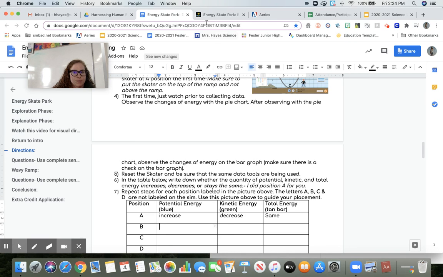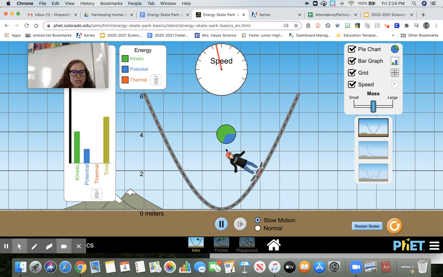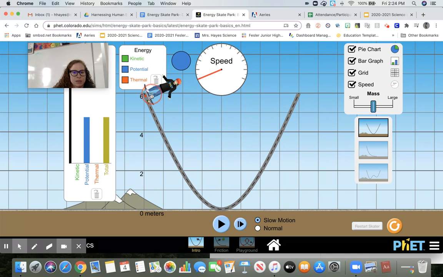So let me show you. A said it was at the top. I'm going to let him go. I'm going to make sure he's at the top and not above. I'm going to press play. And so he's going, and I notice that my blue is changing to green, then my green is changing to blue. Again, green is kinetic, blue is potential. Okay, so I'm going to start him back up.